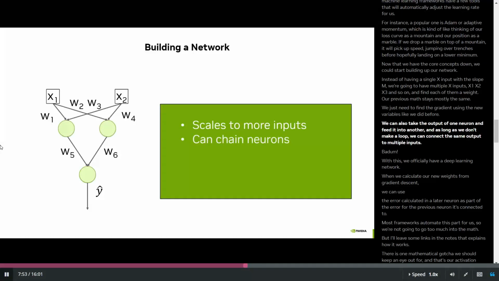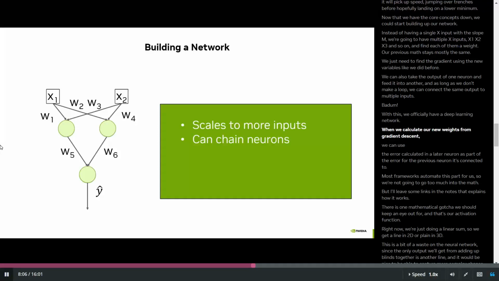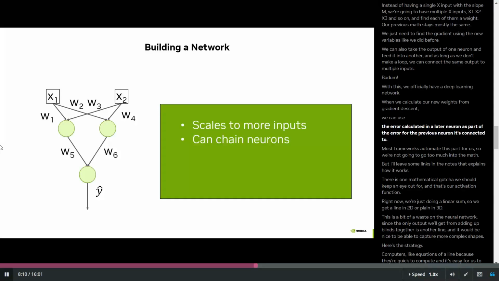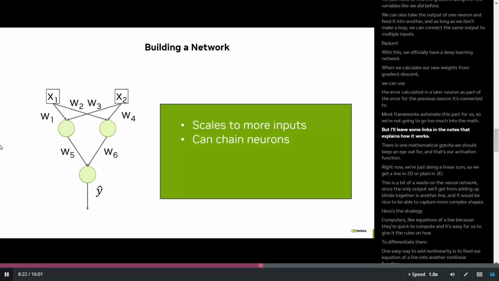We can also take the output of one neuron and feed it into another, and as long as we don't make a loop, we can connect the same output to multiple inputs. Ba-dum! With this, we officially have a deep learning network. When we calculate our new weights from gradient descent, we can use the error calculated in a later neuron as part of the error for the previous neuron it's connected to. Most frameworks automate this part for us, so we're not going to go too much into the math. But I'll leave some links in the notes that explain how it works.